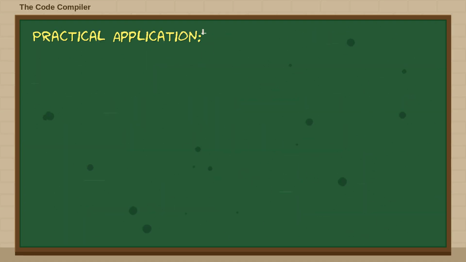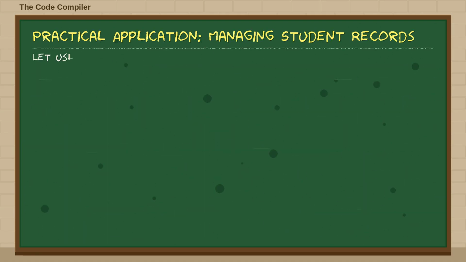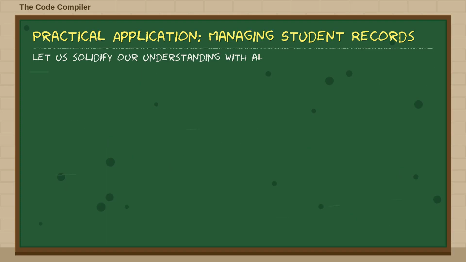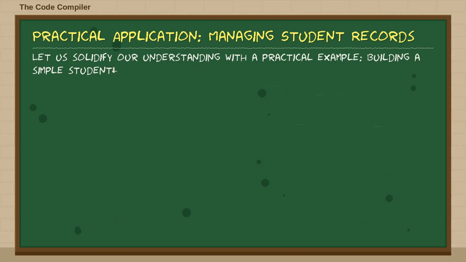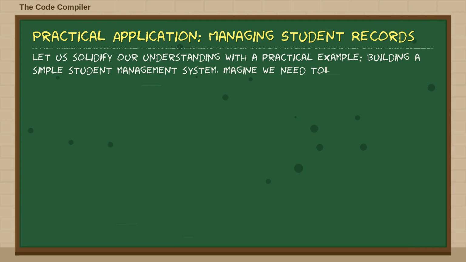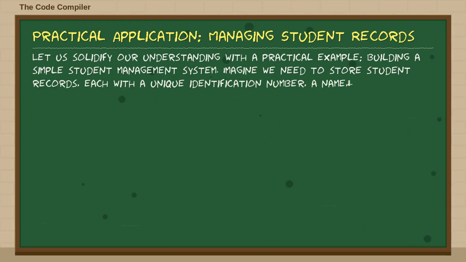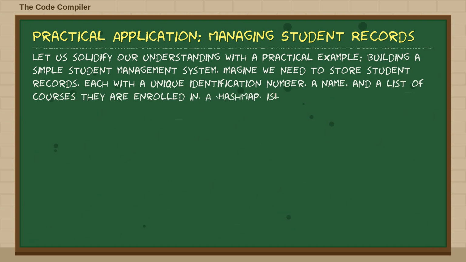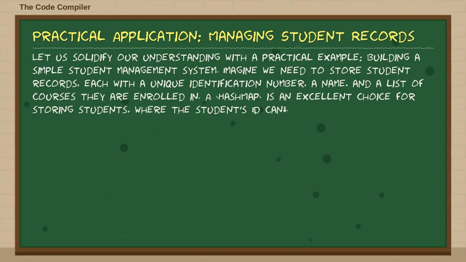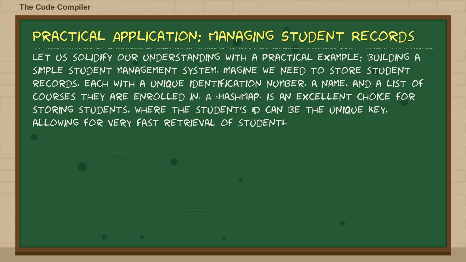Let us solidify our understanding with a practical example, building a simple student management system. Imagine we need to store student records, each with a unique identification number, a name, and a list of courses they are enrolled in. A HashMap is an excellent choice for storing students, where the student's ID can be the unique key, allowing for very fast retrieval of student objects.